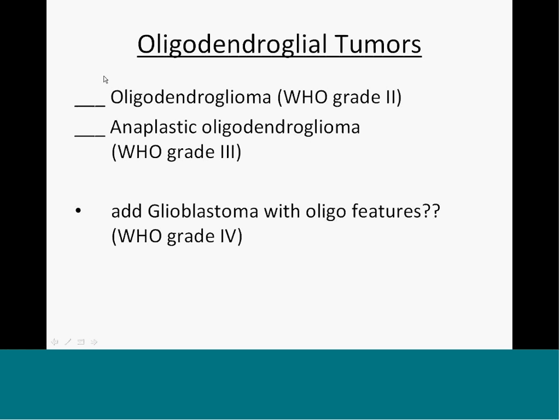So, oligodendroglial tumors also have an issue in the sense that we now have recognition of glioblastoma with oligo features, which is a WHO grade 4 tumor. And you could argue that this is part of the oligodendroglial tumors or of the glioblastomas. But since it is not part of the 2007 WHO book, it has not been included in the CAP worksheet.